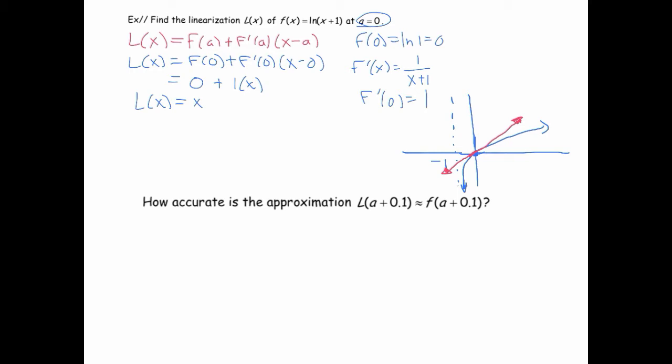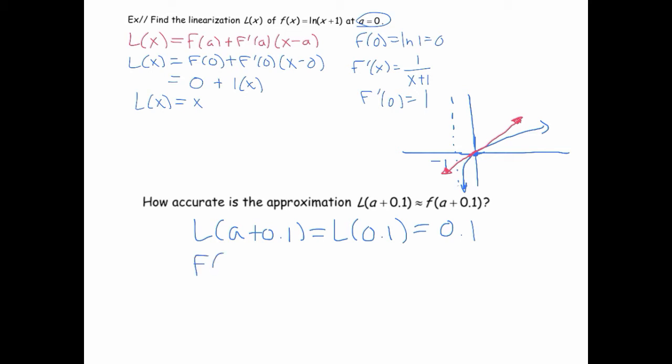It says how accurate is the approximation L of a plus 0.1 when you compare it to f of a plus 0.1? Well, our a is 0, so let's just get these values. Using the linearization, L of a plus 0.1, in this case, is L of 0 plus 0.1. So it's just L of 0.1.